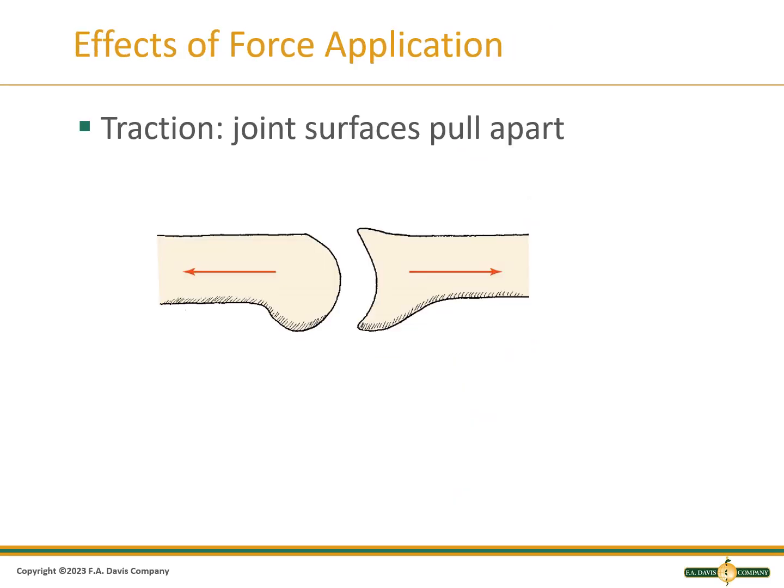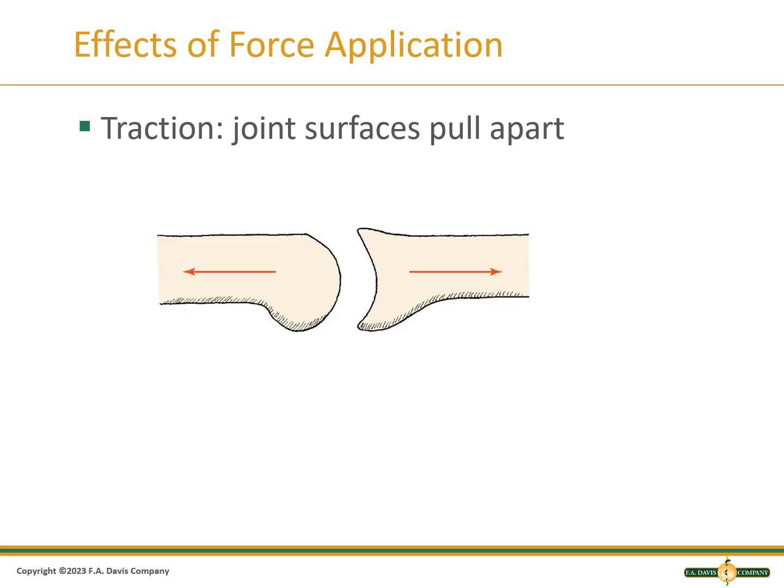There are 5 mechanical effects that result from forces on the body, and we're going to talk about each of them here. Traction is the first one. It's a mechanical effect of a force that pulls the joint surfaces apart and places tension on the tissues that hold the joint together.